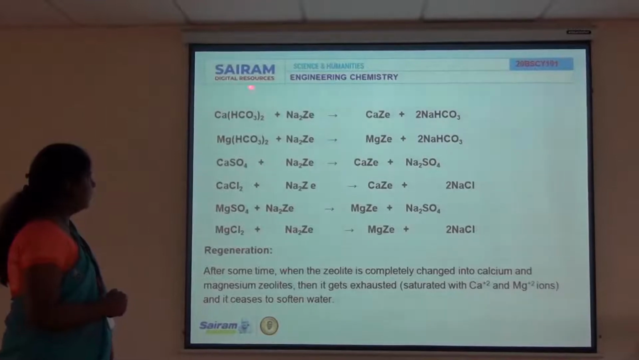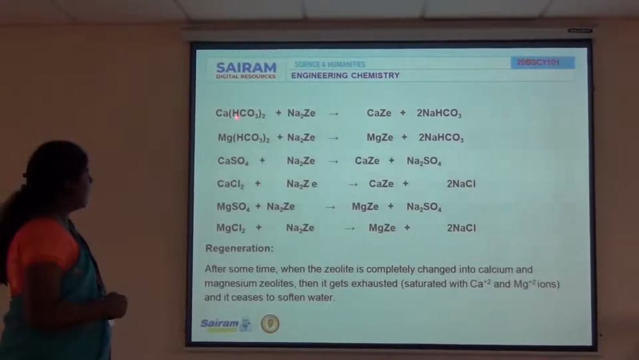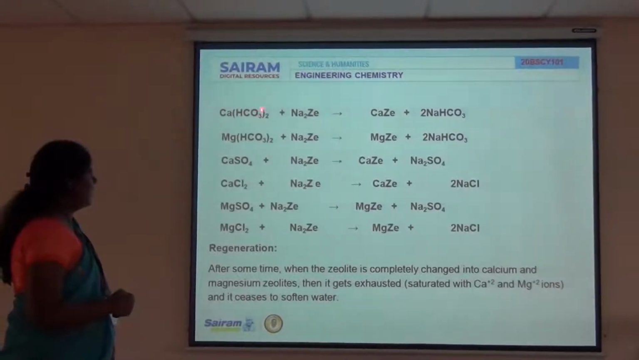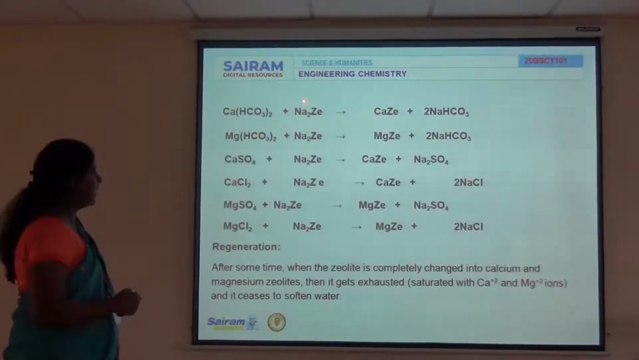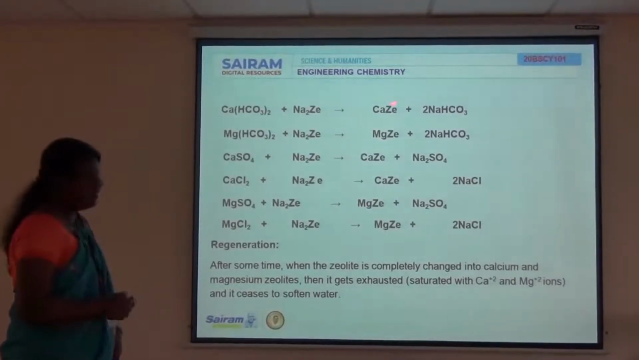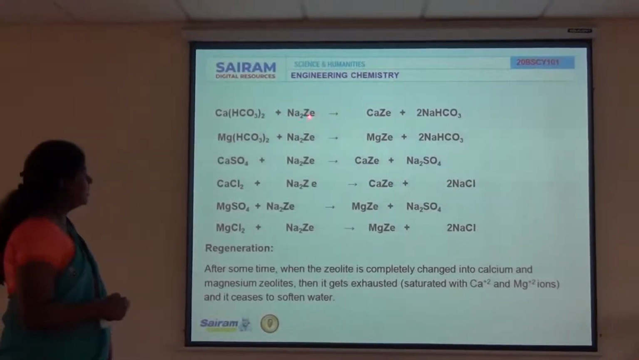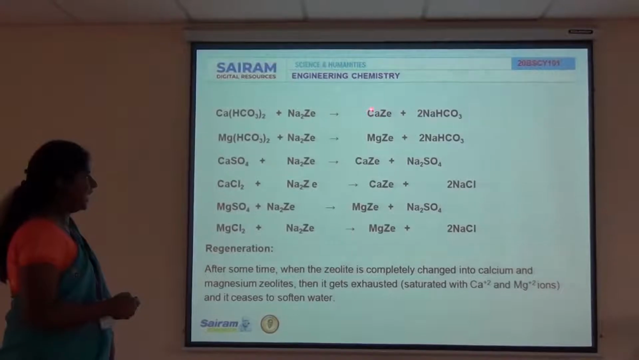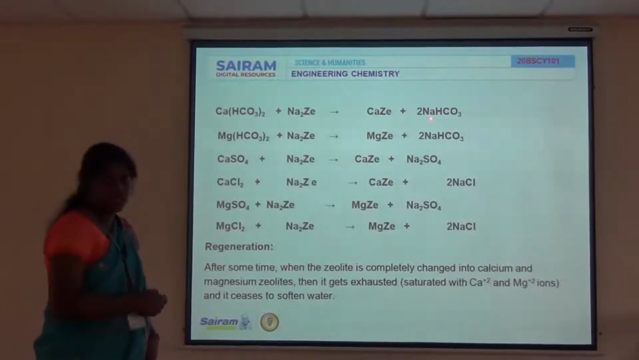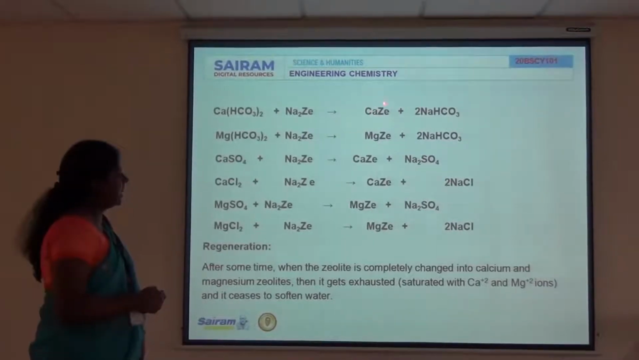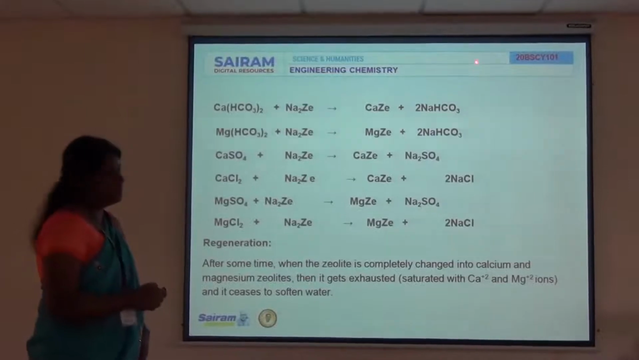We know that calcium is a cation and bicarbonate, HCO3 to the power of minus, is an anion, followed by sodium as a cation and zeolite as an anion. We know that opposite charges attract each other. According to that concept, the zeolite is going to absorb the calcium, which is a hardness causing substance. After removing this calcium, we get water that contains only sodium bicarbonate.